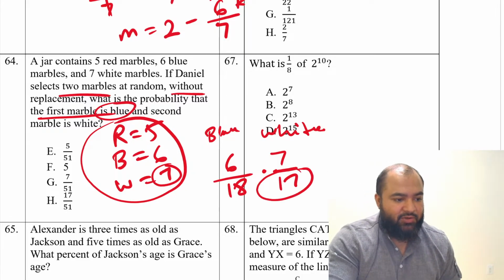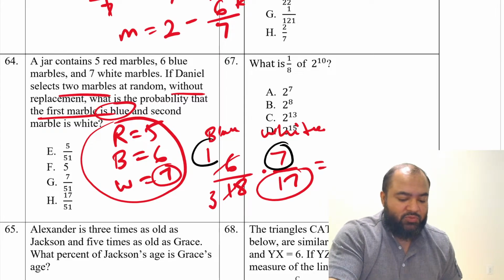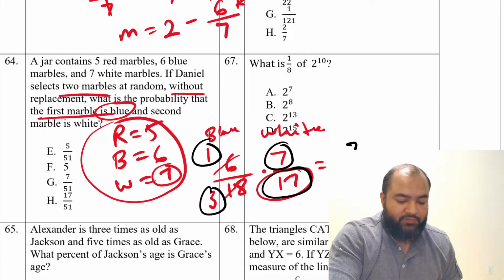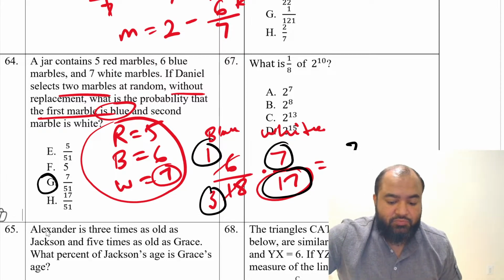Now multiply. Very good, Ida. Welcome. So here 6 over 18 you can simplify, by the way, guys, you know. So that's 1 over 3. So if you have 7 times 1 is 7 over 3 times 17 is what? 51. So 7 over 51. Very good. A lot of you guys got it right.